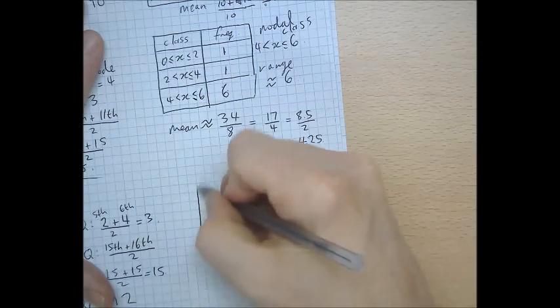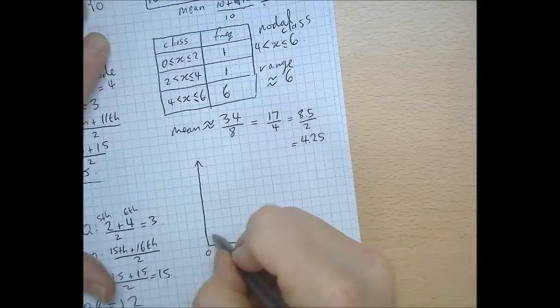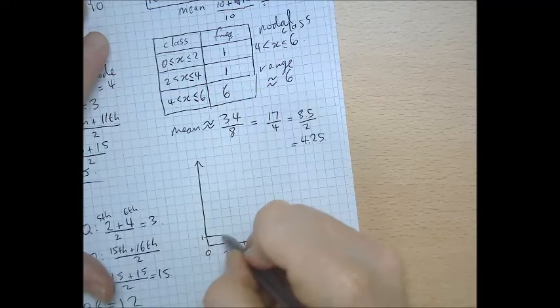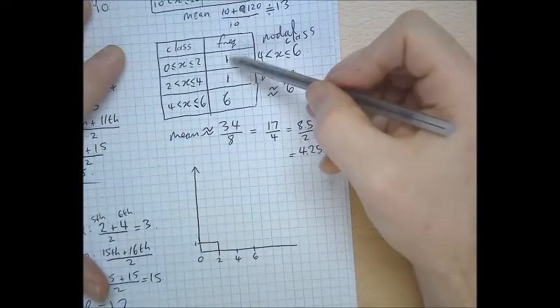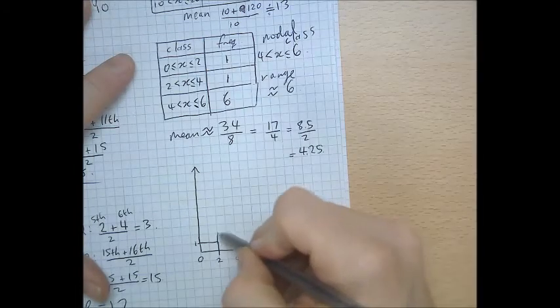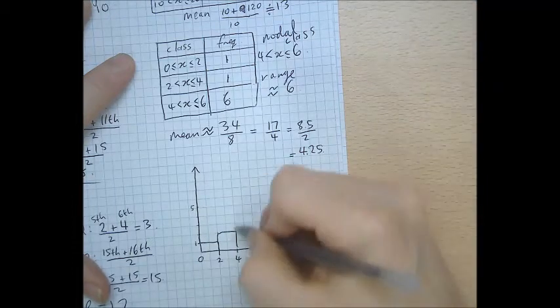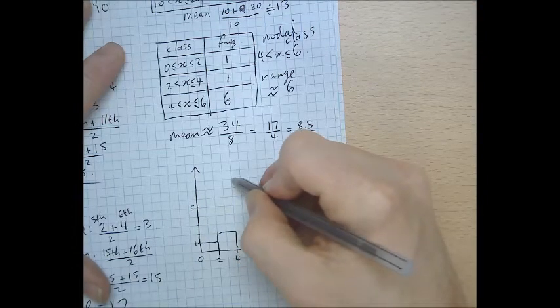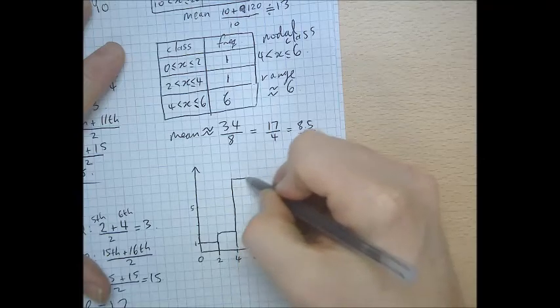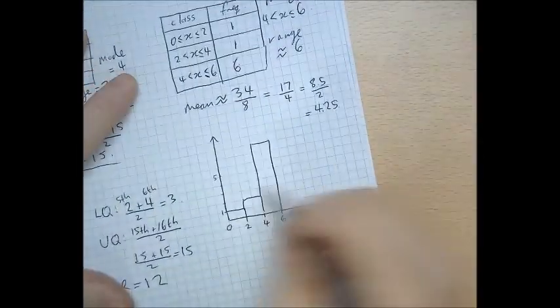How high should the rectangles be? Well, the first rectangle should be a height of 1. Then you've got to remember to add up as you go. Next rectangle should be a height of 2. And final rectangle should be a height of 8. Then what you do is connect the corners of the rectangles.